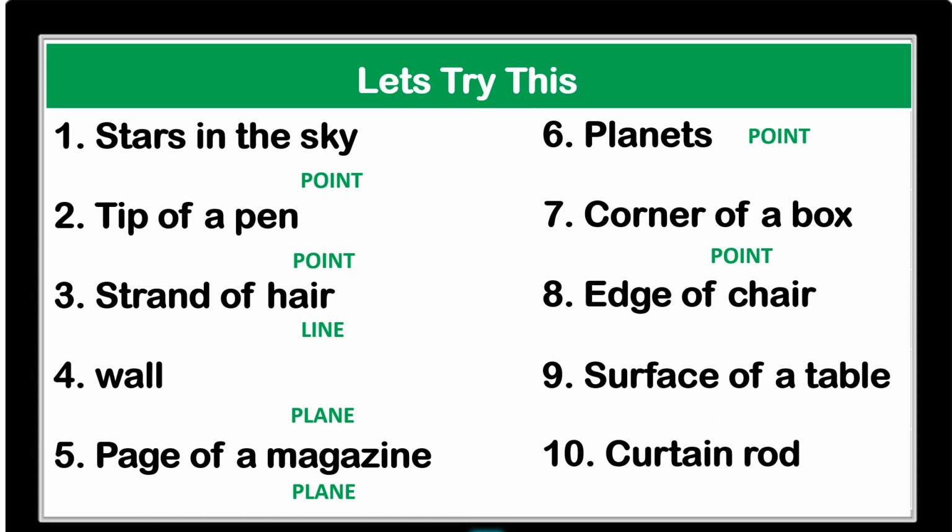How about the edge of the chair? Yes, that is an example of a line. Let's find out the surface area of a table. Yes, that's a plane. And lastly, the curtain rod. Yes, that is an example of a line. I hope everybody got the right answer.